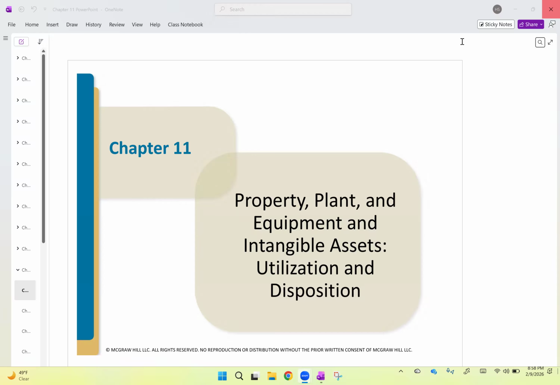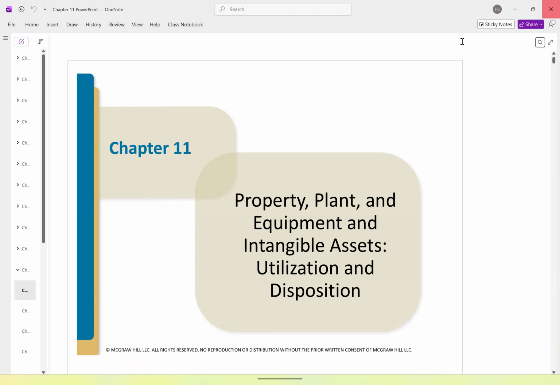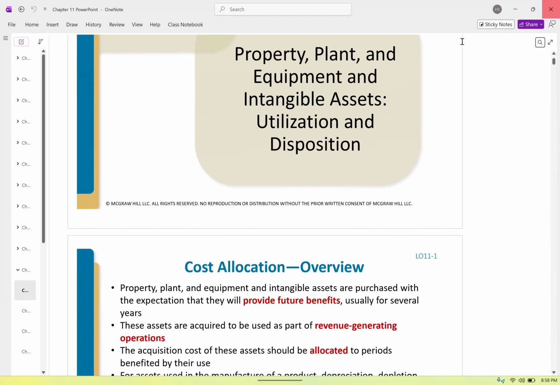All right, so we're on chapter 11, and we're talking about property, plant, and equipment, intangible assets, utilization, and disposition. There's a lot to cover in this chapter, so we're going to get started here.